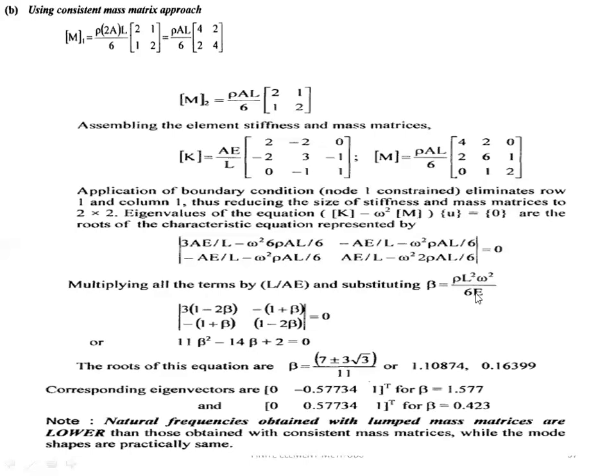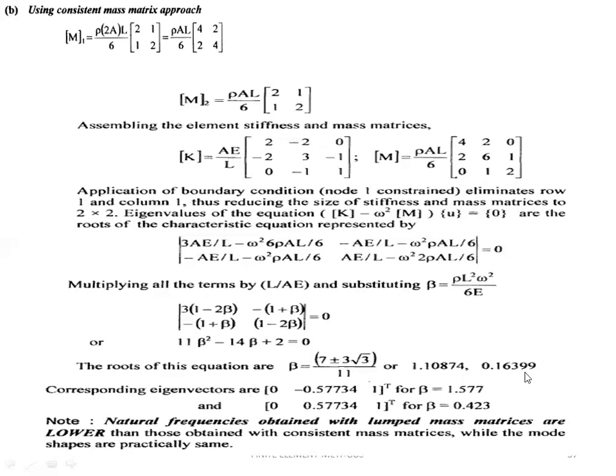If rho L square by 6E is taken as a unit, beta is directly proportional to omega square. So the corresponding eigenvalues you have to find out. Okay, here the same thing is repeated. For the corresponding eigenvalue 1.10874, you should find the corresponding eigenvectors.